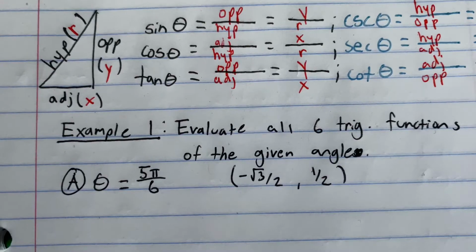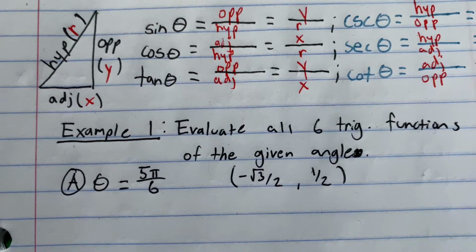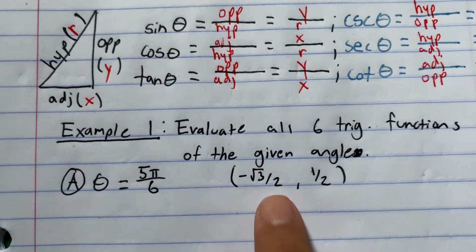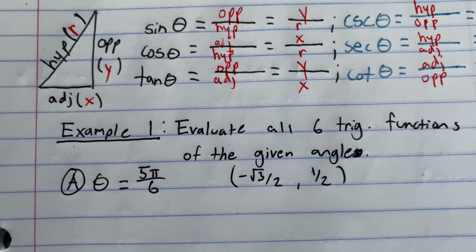So here is an example. Example 1 says evaluate all 6 trig functions of the given angle, and the given angle is 5 pi over 6. And I already wrote down what that would look like for the X and Y value. The reason I know that is if you look at the unit circle that we did in class, you can tell where that is.